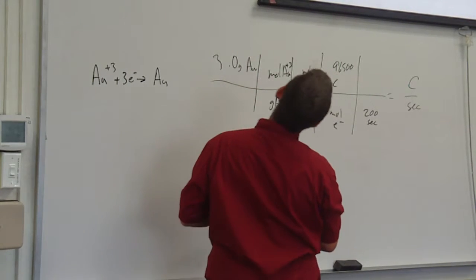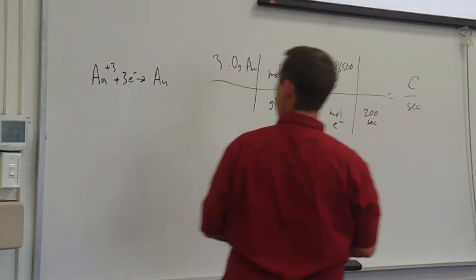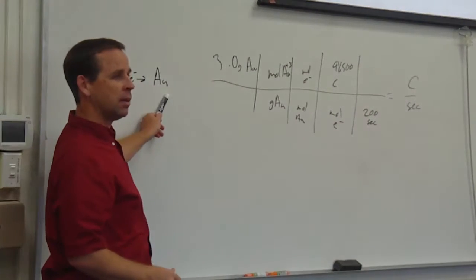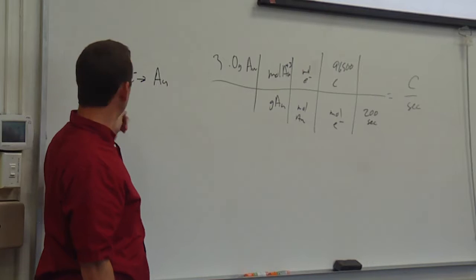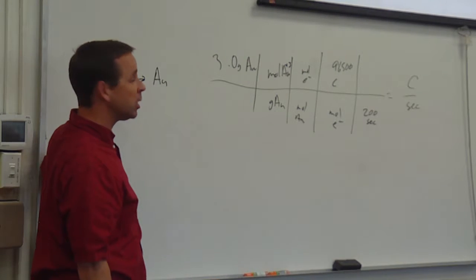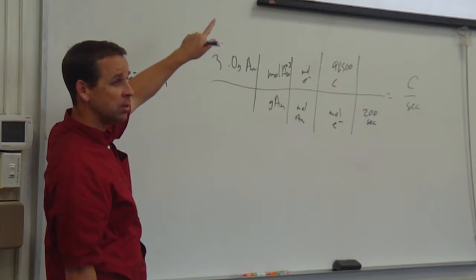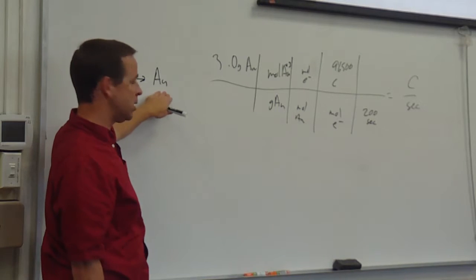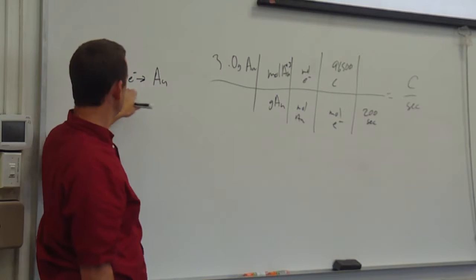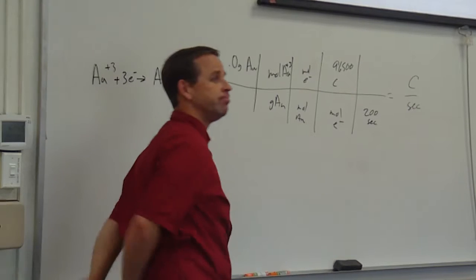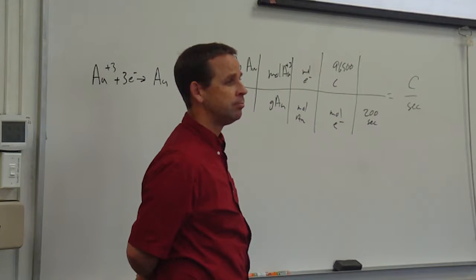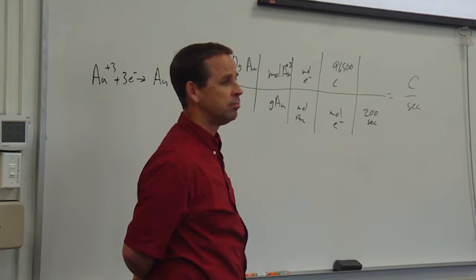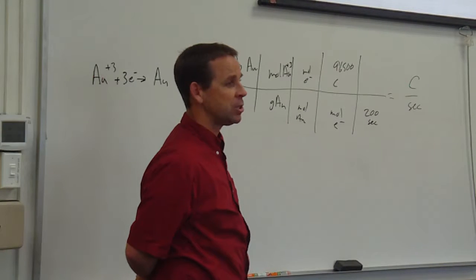Where did you get that from? This half reaction. We knew it was gold plus 3 because they said it was AuCl3, and we knew that we wanted to get metallic gold. So 3 electrons. That's how we can identify the charge on the chloride ion, which helps us identify the charge on the gold.